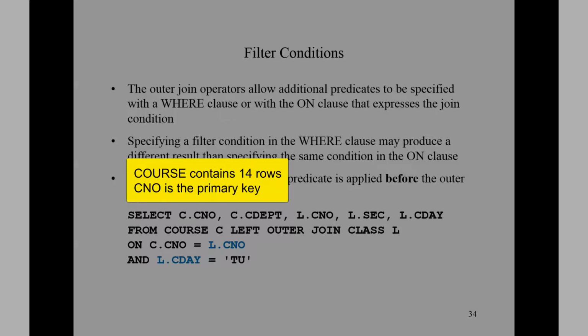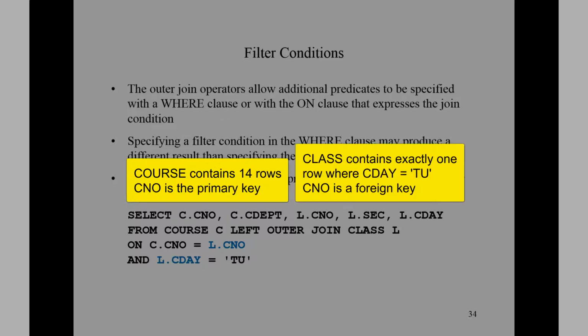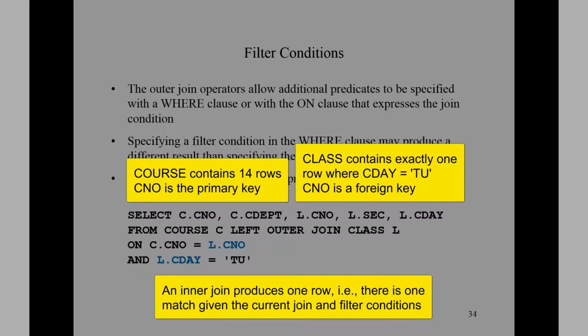If we run a query against the course table and simply select all of the rows, we'll find that there are 14 rows in the course table. Furthermore, recall that CNO is the primary key of this table. Hence, it's a unique identifier. If we examine the class table, selecting only those rows where the CDay column is equal to the value of Tuesday, we'll find we get exactly one row. So the class table will provide one row. There are 14 rows in the course table. If we perform an inner join, we will get one row in the result.